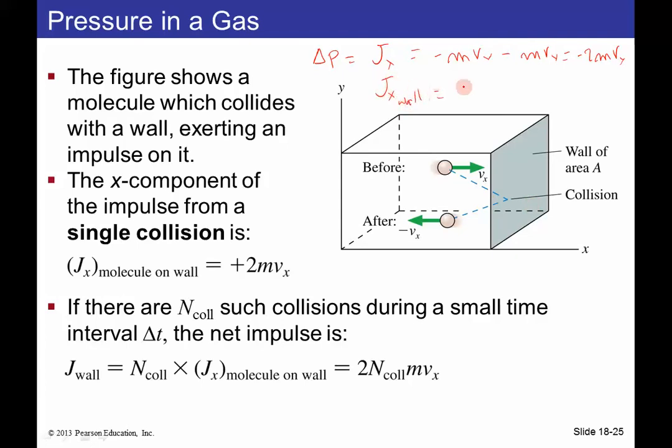Now, by Newton's third law, that impulse is minus the impulse on the wall, so the impulse on the wall is simply 2mVx. All right, so that is the impulse due to a molecule on the wall. This is due to a single collision. Now, if we have N of those collisions, then N of those collisions times the impulse on one wall would give us the total impulse on the wall. And you can already see here the connection. This is a macroscopic quantity, and this here is the velocity of a molecule. This is a microscopic quantity.